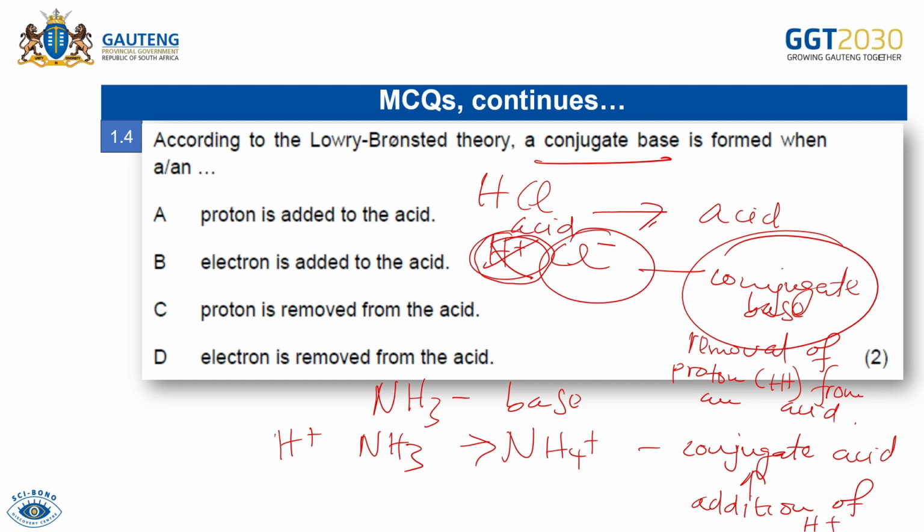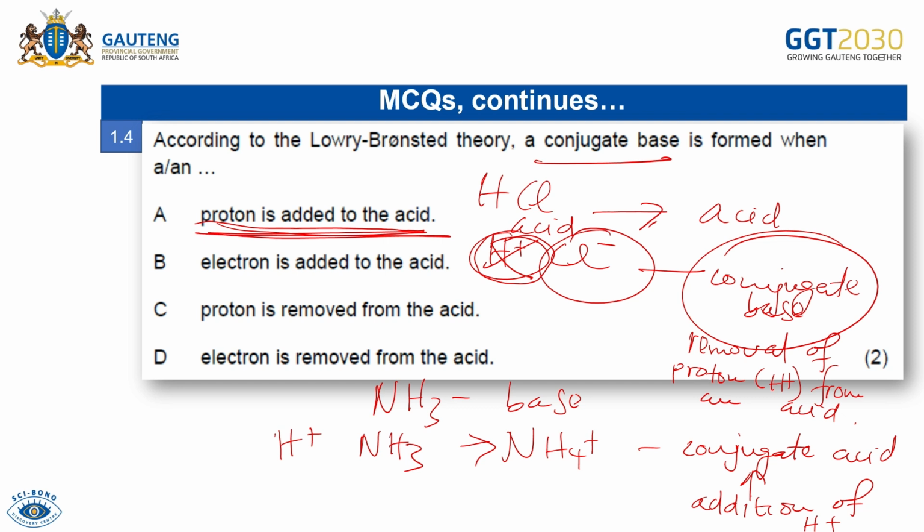Now, I will look into that question. Let me finish 1.4. A conjugate base is formed after we have removed a proton from an acid. You can see Cl minus is our conjugate base. We have removed a proton from an acid. Proton added? We can never add a proton to an acid. Remember, an acid should donate. So this statement is wrong.